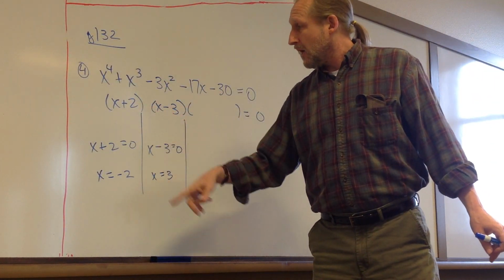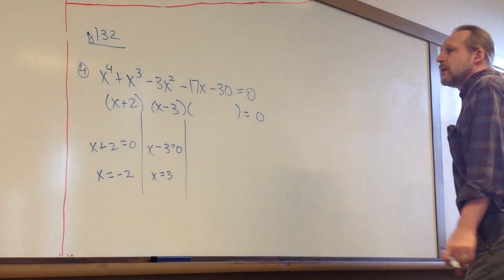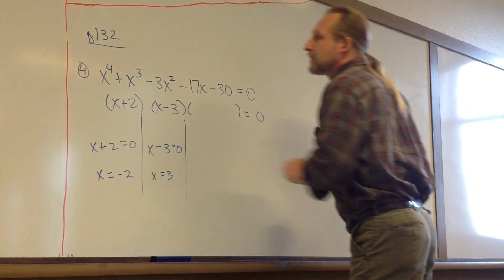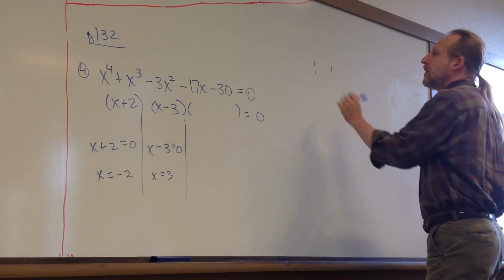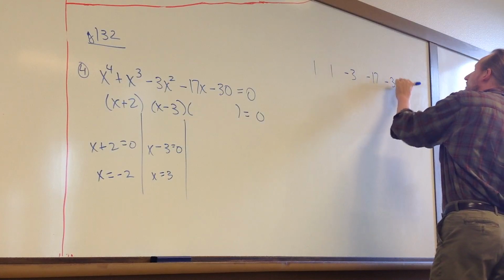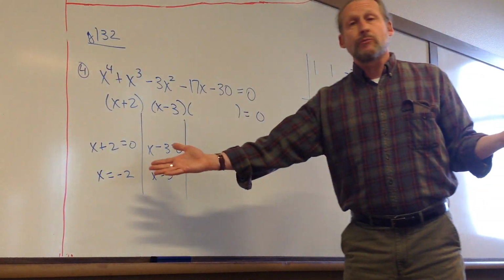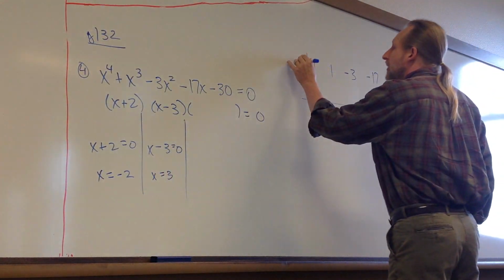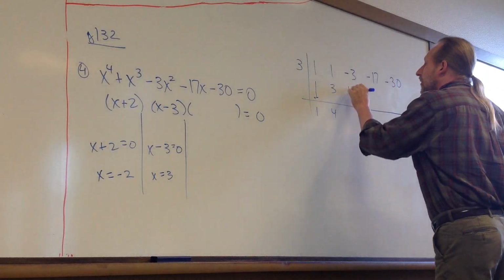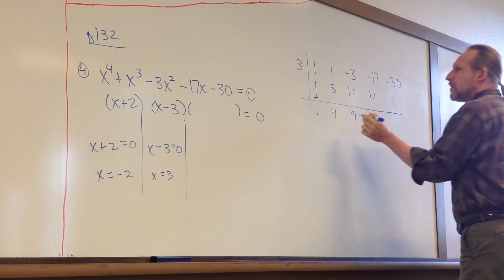Both of these binomials, we're going to use these roots in the synthetic division, and we're going to do it twice. Okay? So first we'll pick off the coefficients from our polynomial: 1, 1, minus 3, minus 17, and minus 30. It doesn't matter which one we start with. I'll start with the 3. So that'll be 1, 4, 9, 12, minus 5.